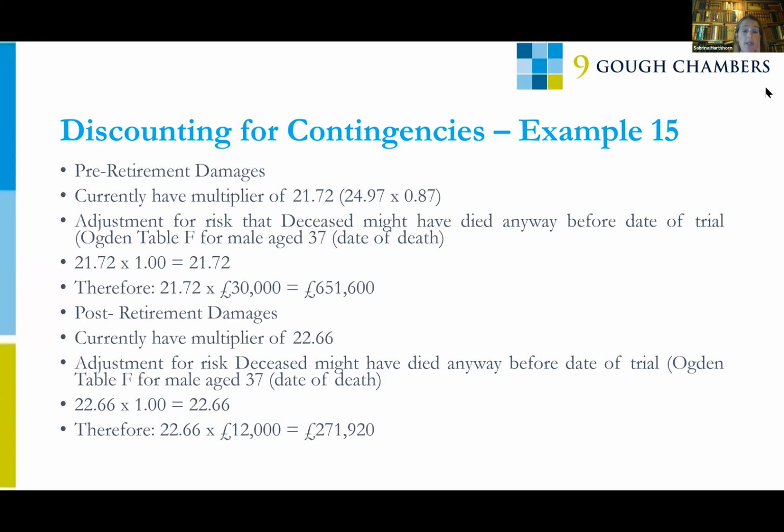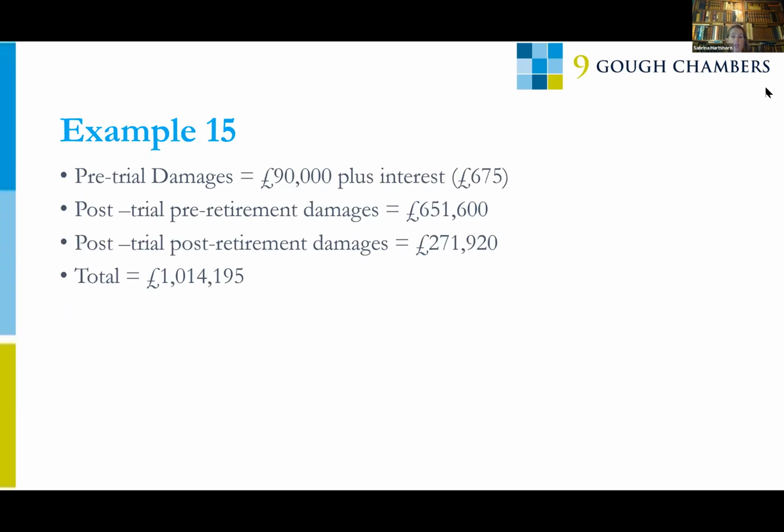£651,600. Post-retirement damages, we have the multiplier of 22.66. There is, in this particular example, no reduction made for the pension, but there is an adjustment under table F, which again is 1. Again, that doesn't affect the multiplier, so you're essentially multiplying the 22.66 by your multiplicand, and you get £271,920. And then you essentially add them all up together to get your total.